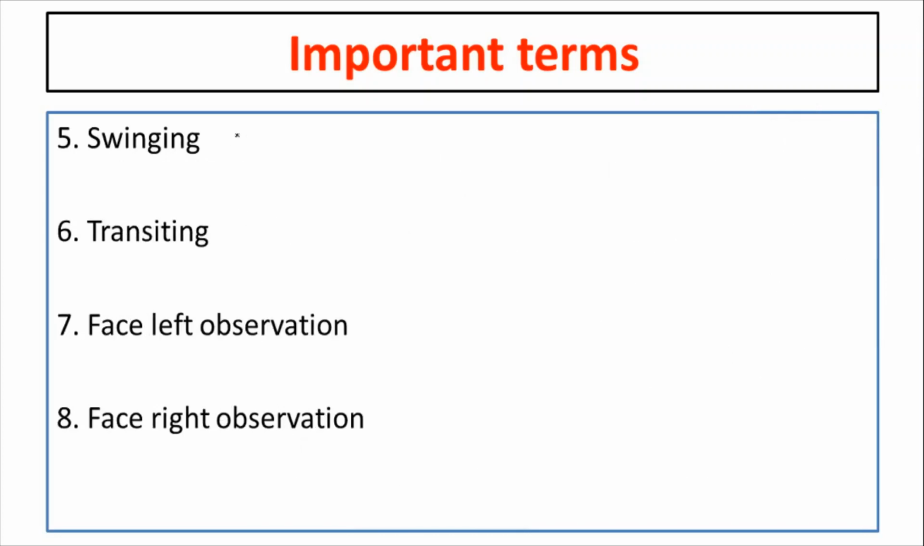Okay, then next term is swinging. What is swinging? It is the rotation of the theodolite in the horizontal plane.